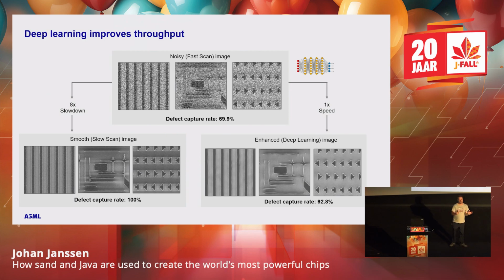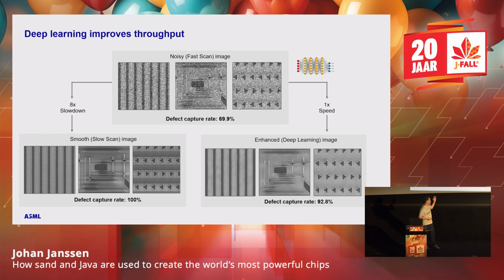So if you slow it down 8 times, we can capture 100% of the defects. But slowing it down 8 times means we cannot scan all the wafers. Basically it means we can scan 8 times fewer wafers. So then we might miss issues on those wafers. So it's basically blocking the throughput. We can create these layers faster than we can analyze them. So if analysis becomes a bottleneck, creation also is hindered by that.